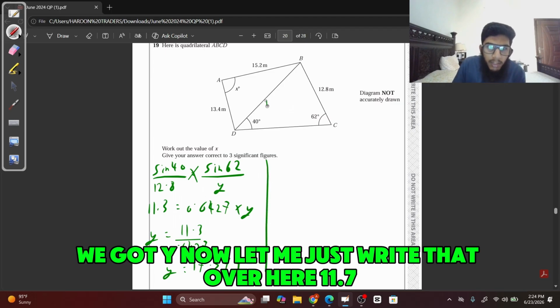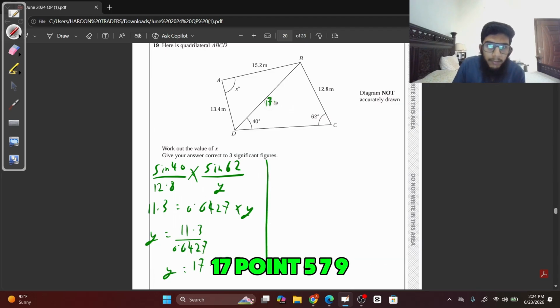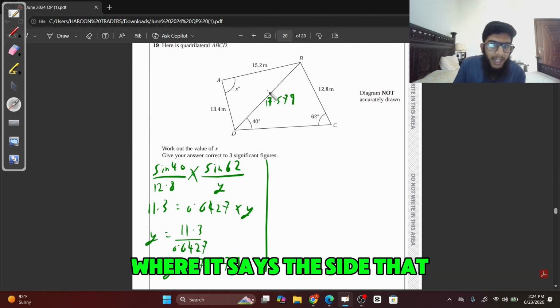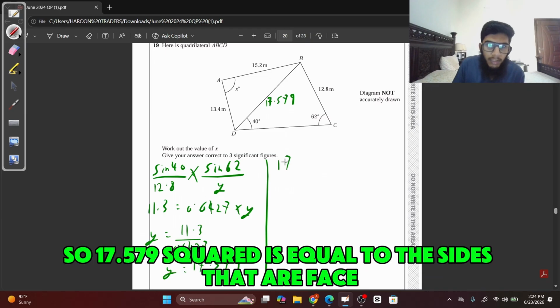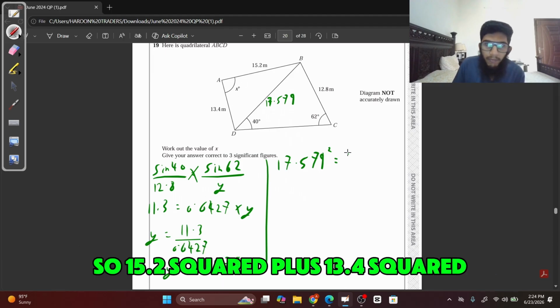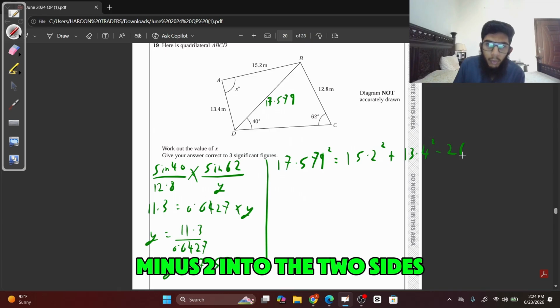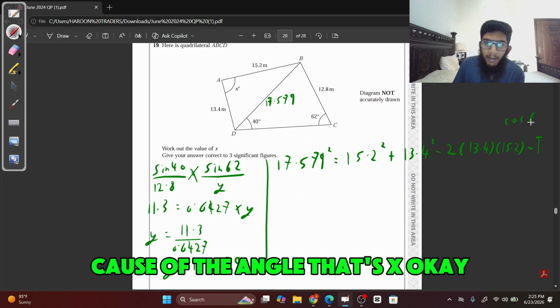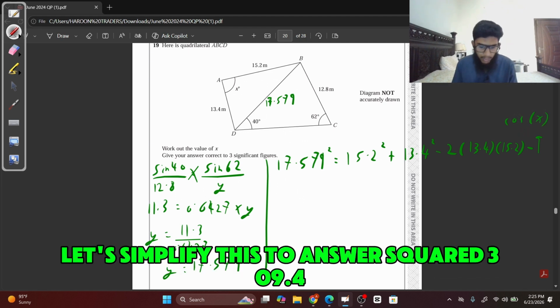Now, let me just write that over here. 17.579. We're going to use our cosine rule where it says the side that the angle is facing squared. So 17.579 squared is equal to the sides that are touching the angle squared. So 15.2 squared plus 13.4 squared minus 2 into the two sides, so 13.4 into 15.2, and subtract, right over here, cos of the angle. That's x. Okay, let's simplify this.